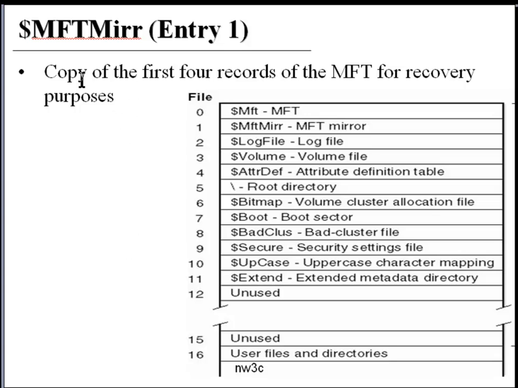So the master file table mirror is a copy of the first 4 records of the master file table for recovery purposes, and this just shows you the layout of the master file table in the placement within the master file table with this offset. So at offset 0, the master file table has its own record, followed by the mirror, the log file, as we saw previously.